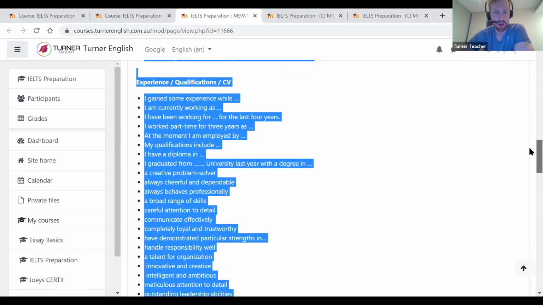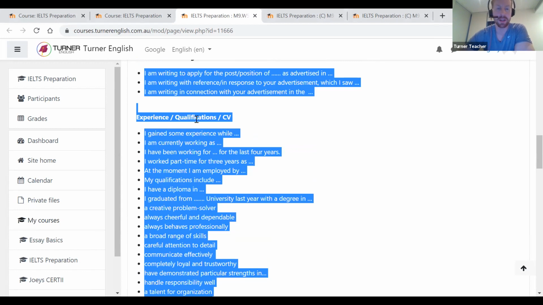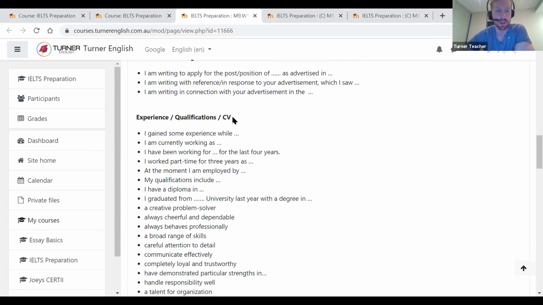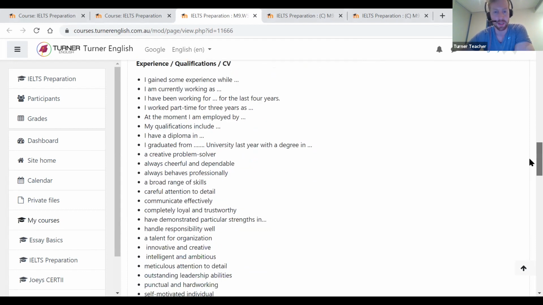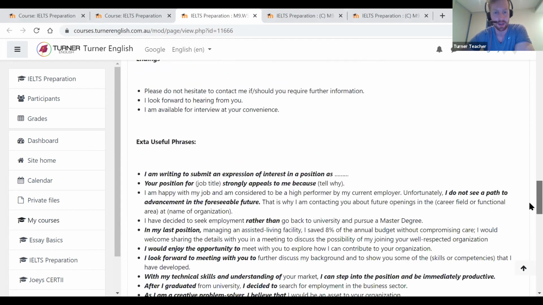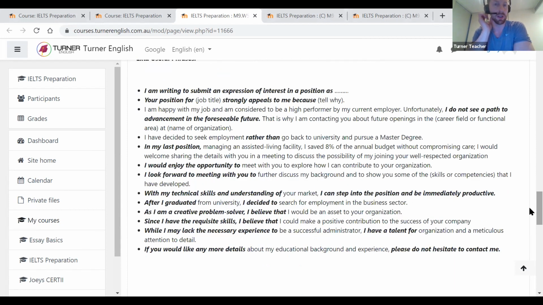Okay, so there's a lot of things there. You're probably going to have to talk about your experience, your qualifications, or your resume or CV. So a lot of things about your personality and that kind of thing. And then there are some more good phrases as well that you can include.